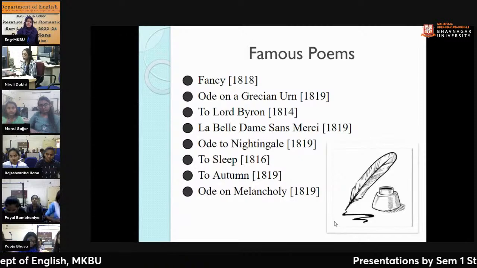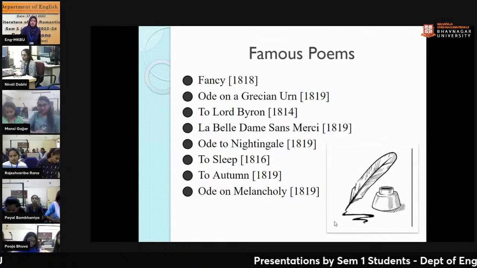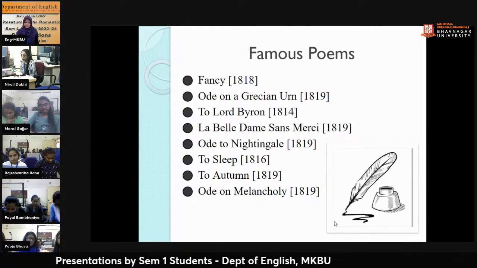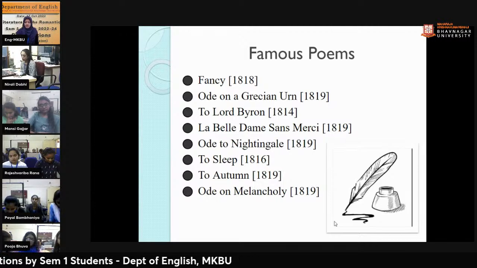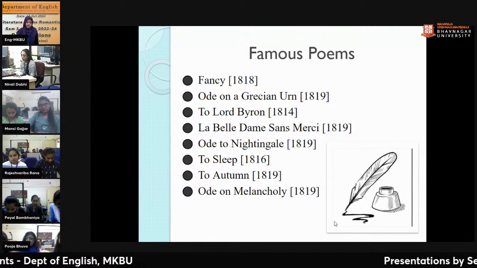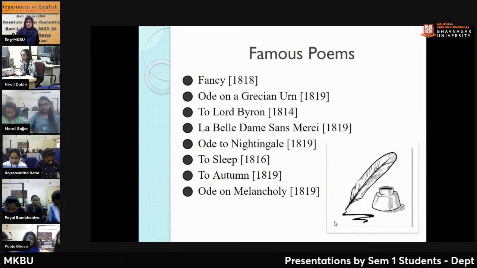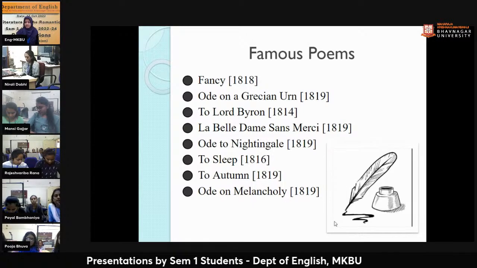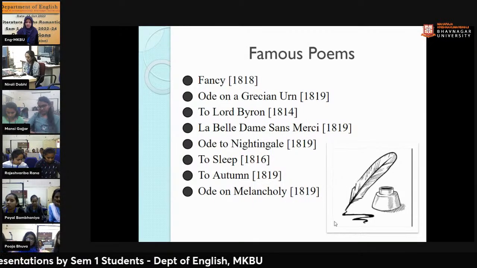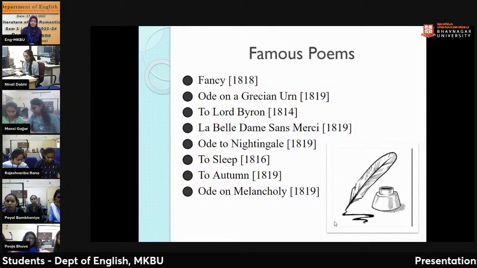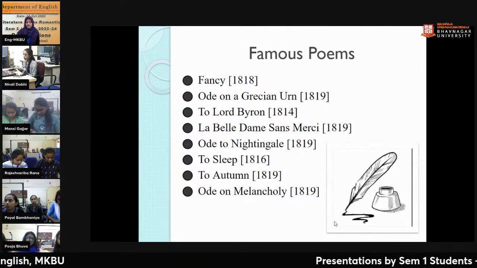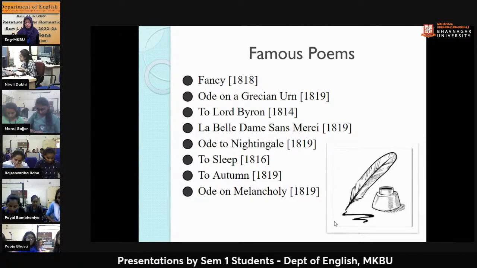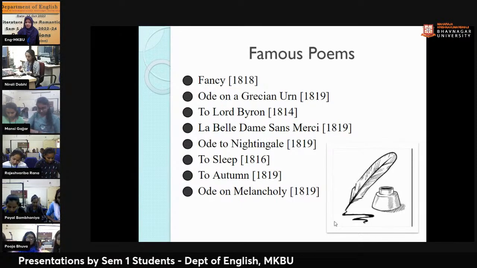His famous poems: Fancy, Ode on a Grecian Urn, and To Lord Byron. Ode on a Grecian Urn is a very famous poem of his, and it is a philosophical poem. This poem discusses the links between art and humanity. To Lord Byron is a poetic message from poet to poet. In this poem, he writes about Lord Byron, and he wrote this poem at the age of 19.